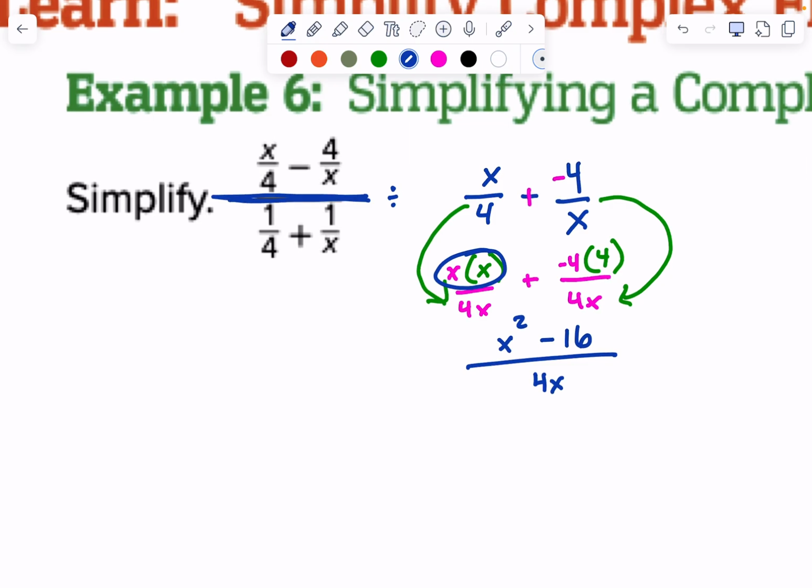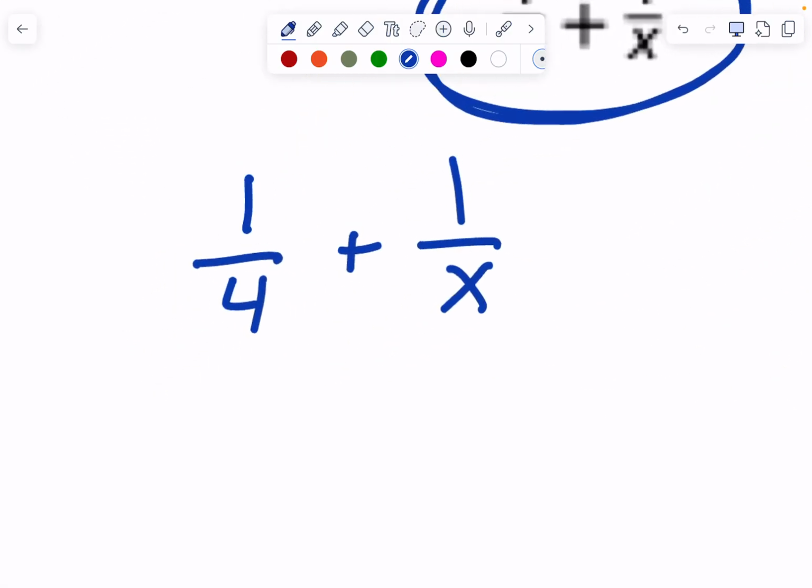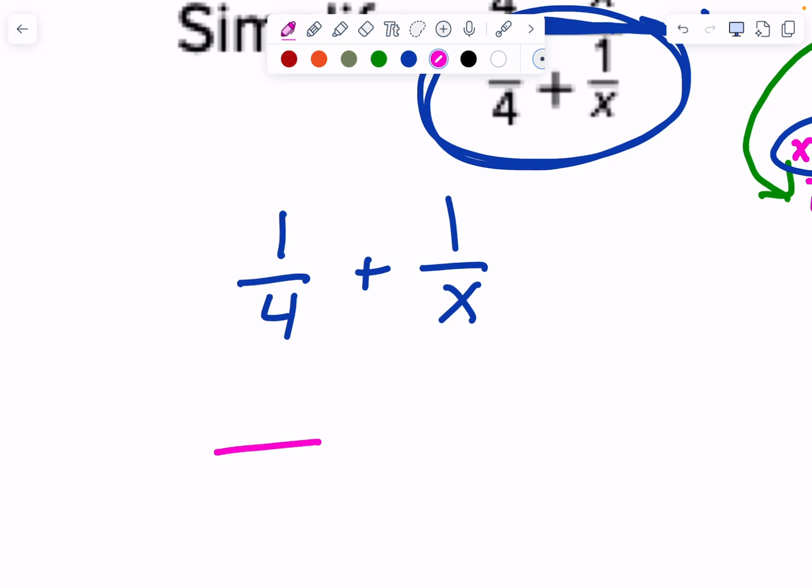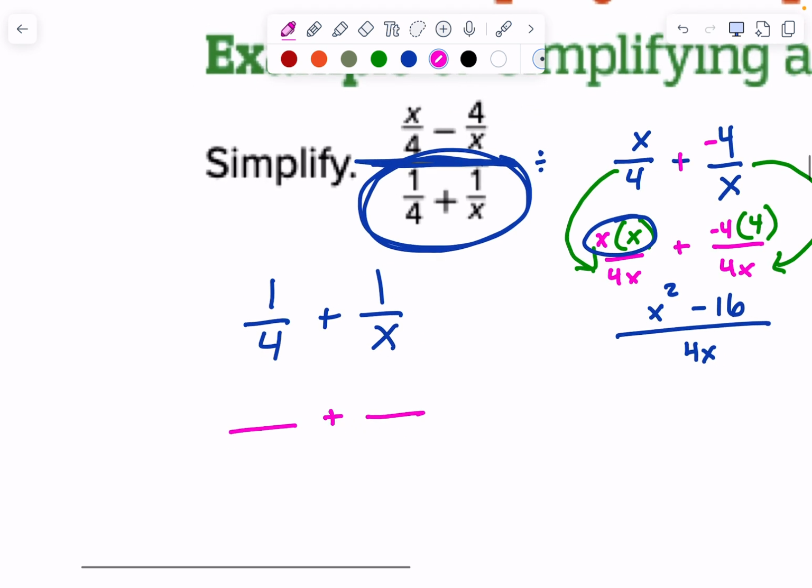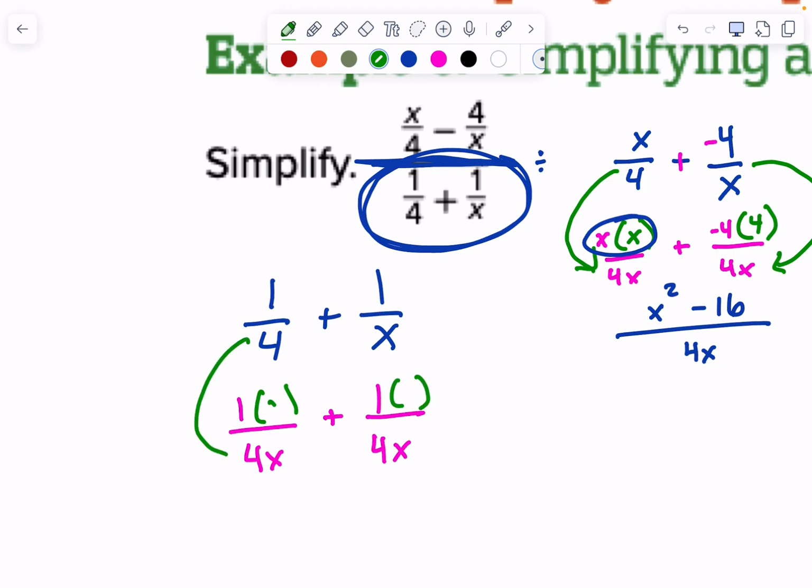Now, that is that, right? Now we've got to deal with this guy right here, so I'm going to deal with him over here. 1 over 4 plus 1 over x. We will flip in just a second. This is the bottom we're dealing with. What's your common denominator? 4x. We need to multiply by what each needs. The first one needs an x, and the second one needs a 4. So he is x plus 4 over 4x.